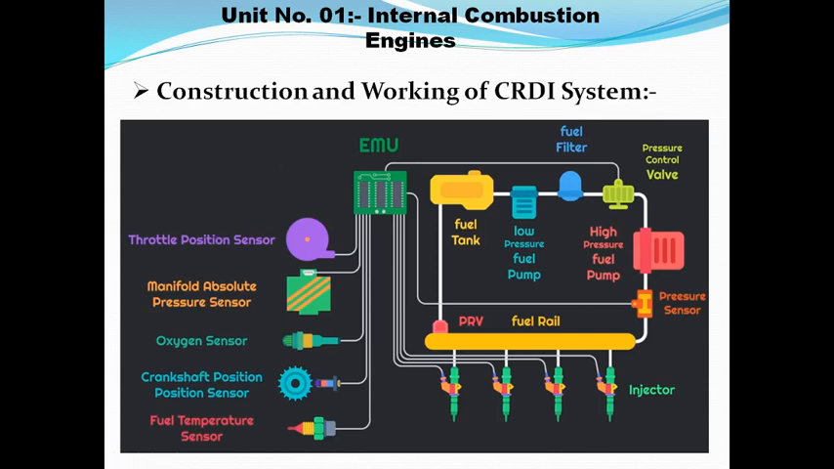First we see the construction of the CRDI system. In the CRDI system there is one fuel tank. This fuel tank is connected to the low pressure pump. After that it is connected to the fuel filter. Then it's connected to the pressure control valve. After that it's connected to the high pressure fuel pump. Then it's connected to the pressure sensor, and this pipe is connected to the fuel rail.